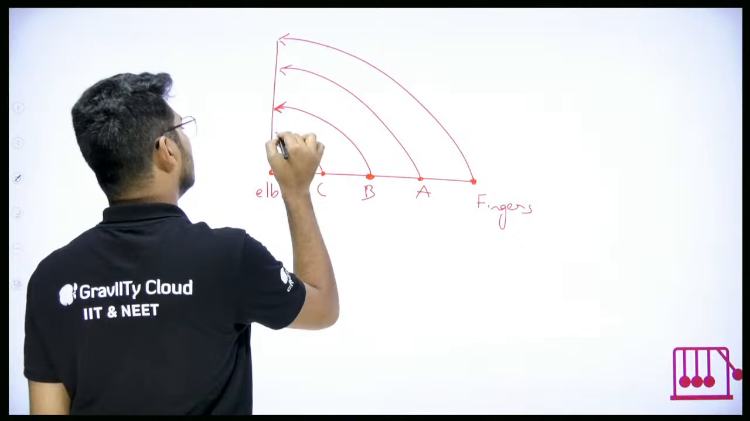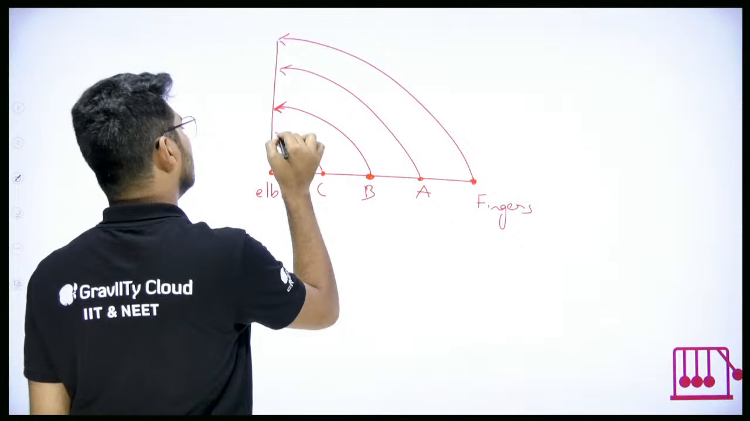They move unequal distances. So it is not translatory motion, not translational motion. That is rotational, by the way. Okay, we are rotating our hand.